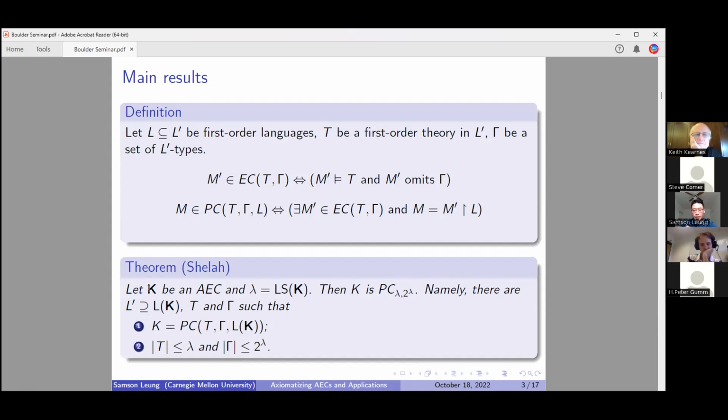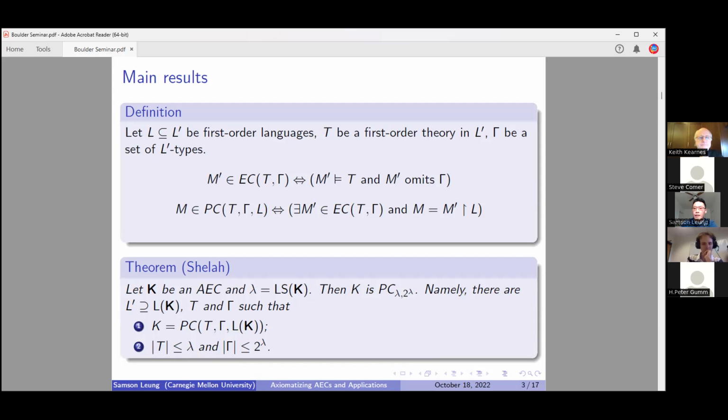So in an AEC, there's an associated language. What we do is we first consider a bigger language, satisfy some theory T with some types gamma omitted, and then we take the reduct to the original language. So Shelah proved this result, and it's the very beginning of AECs, and I always ask myself, can we improve this statement? Or can we make more assumptions to improve the bounds? Obviously, the first cardinal lambda seems natural because it's just LS(K), which is associated with the AEC itself. But the second cardinal seems huge.